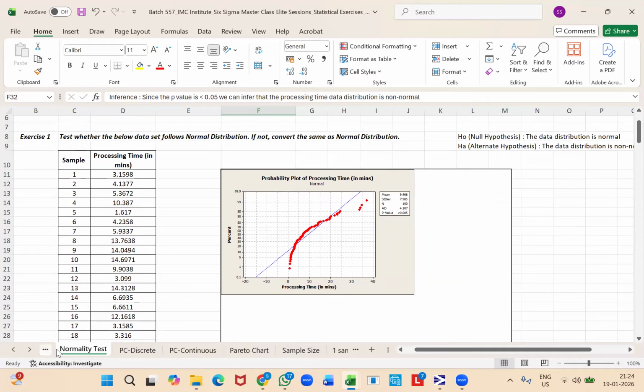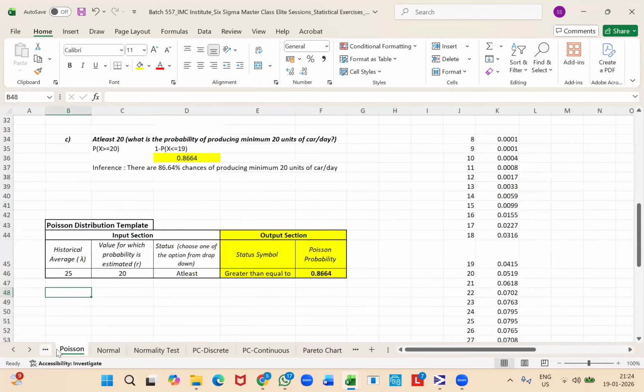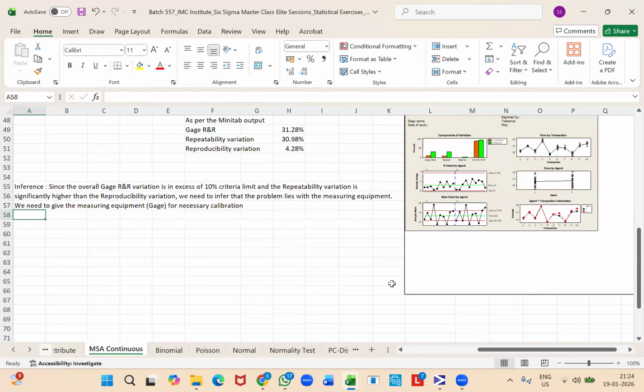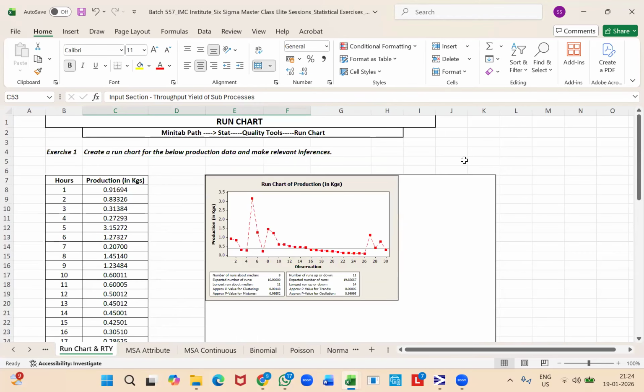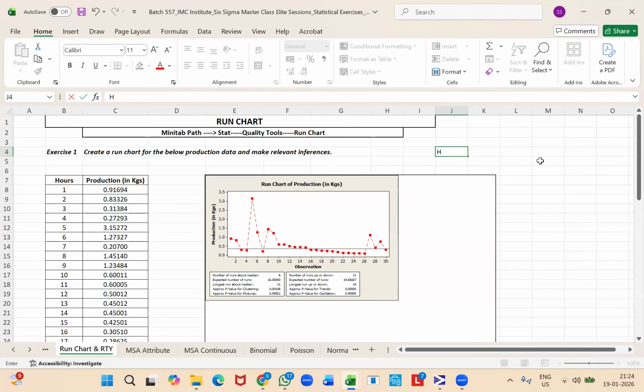Similarly, for this run chart scenario, what will be the null and alternate hypothesis statements? Now that we have learned about the concept of hypothesis testing and also understood how to frame the hypothesis statements, it should not be a challenging one for you. So what will be the null and alternate hypothesis for this run chart scenario? What is it that we are trying to do in a run chart scenario? We are trying to validate whether the data distribution is random or non-random, right? So what will be the null hypothesis?